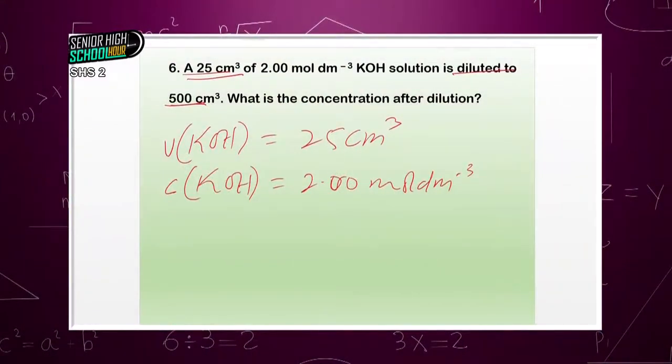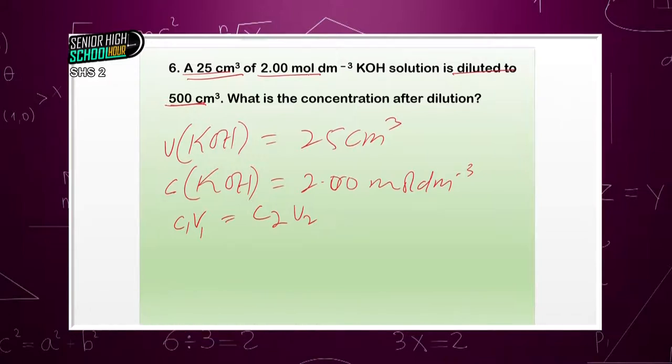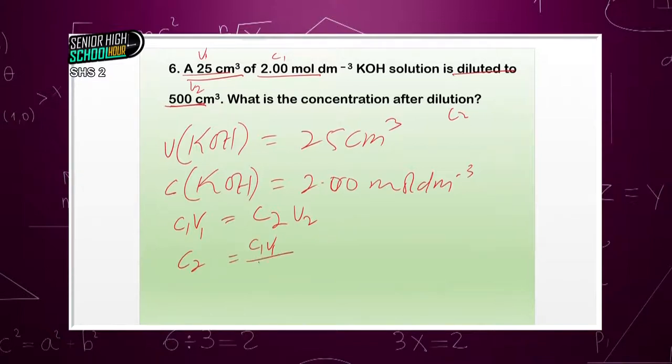And the principle of dilution gives us a working formula, the dilution formula. It says that the initial concentration times the initial volume equals the final concentration times the final volume: C1V1 = C2V2. Question is solved because we have the values. 25 cm cubed is V1 and then C1, diluted to 500, so 500 is V2. What is the concentration after dilution? We are looking for C2. So make C2 the subject: C2 equals C1 times V1, all over V2.